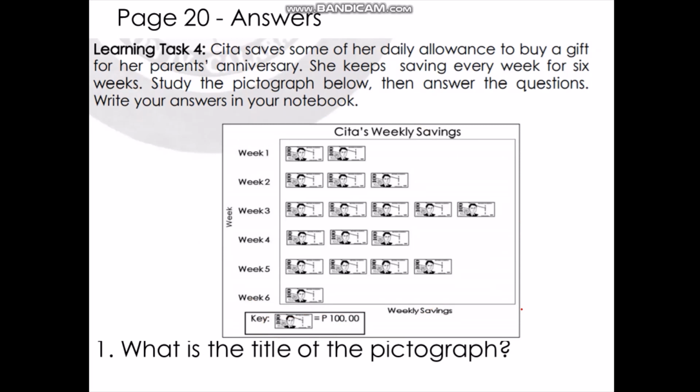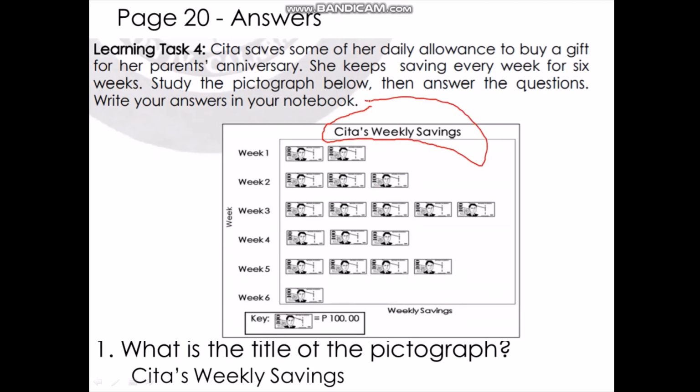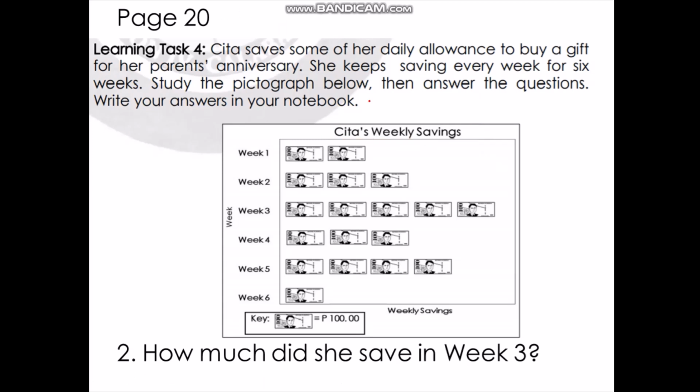Okay, now let's answer. For number 1, the correct answer is Sita's weekly savings. Where can we find it? At the top. I already told you. You can find the title at the top. Next, number 2, how much did she save in week 3? The answer is 500. Why? Because in week 3, we have 100, 200, 300, 400, 500. So the answer is 500.